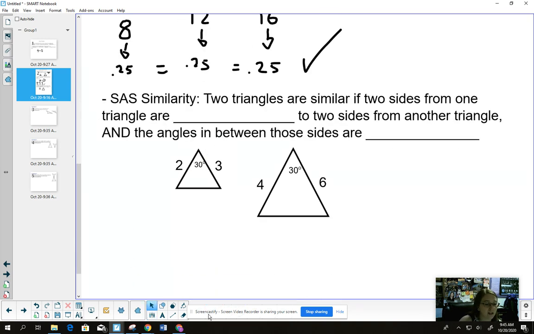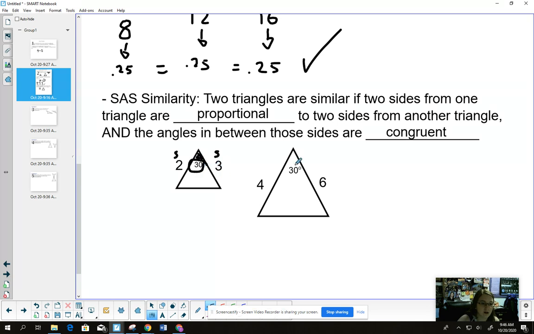Now we have one more, and it's going to work kind of the same way, but there's 2 pieces here because it is side, angle, side similarity. So we need to have 2 things. We need to have 2 sides from one triangle proportional to 2 sides from another triangle, as well as the angle in between those sides has to be congruent. So far so good. This goes side, angle, side, right? That's good. Side, angle, side.